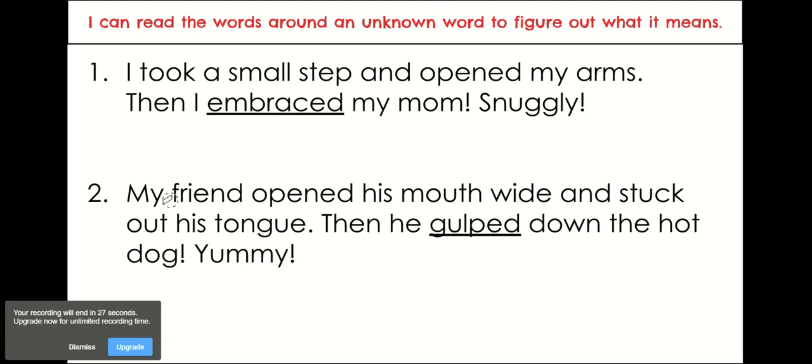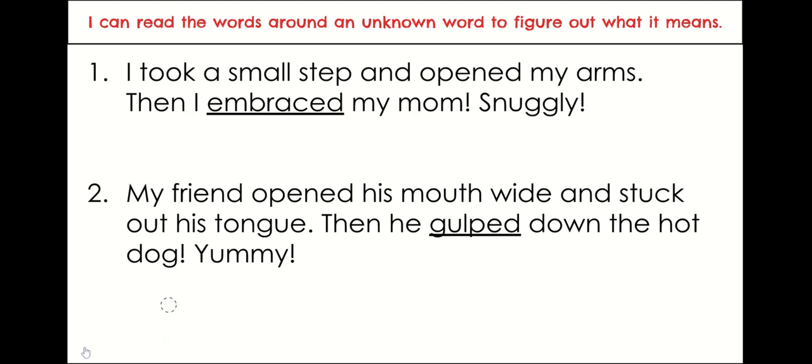What about this next sentence? My friend opened his mouth wide and stuck out his tongue. He gulped down the hot dog. Yummy! Turn to a friend and see if you can figure out what the word gulped means.